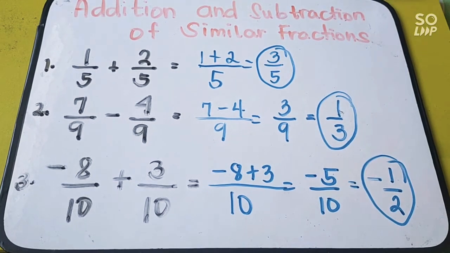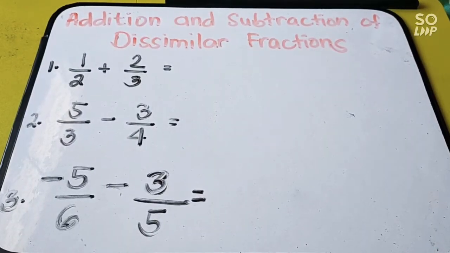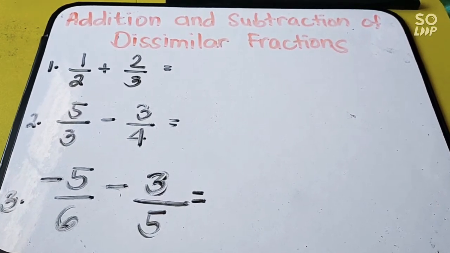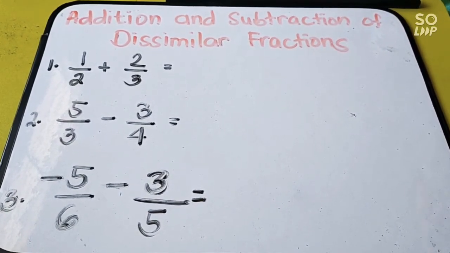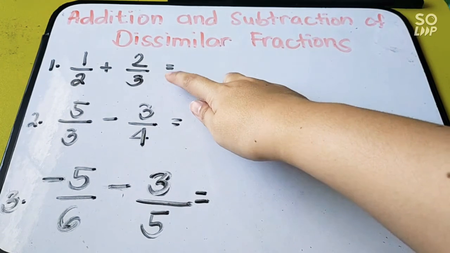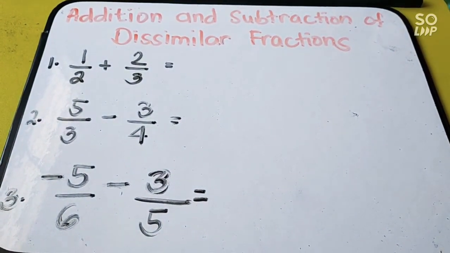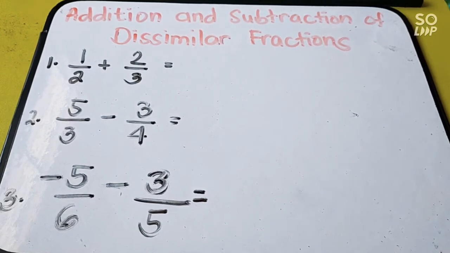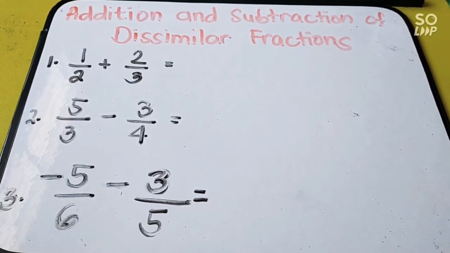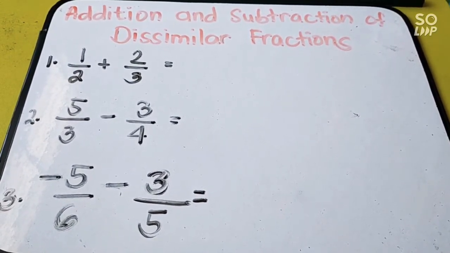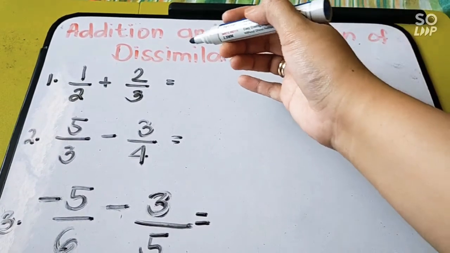What if these are dissimilar fractions? Addition and subtraction of dissimilar fractions. When you say dissimilar fractions, the denominators are not the same. Magkaiba ang mga denominator natin. So, what you are going to do, we are going to use the butterfly method. What is the butterfly method? Ganito siya.